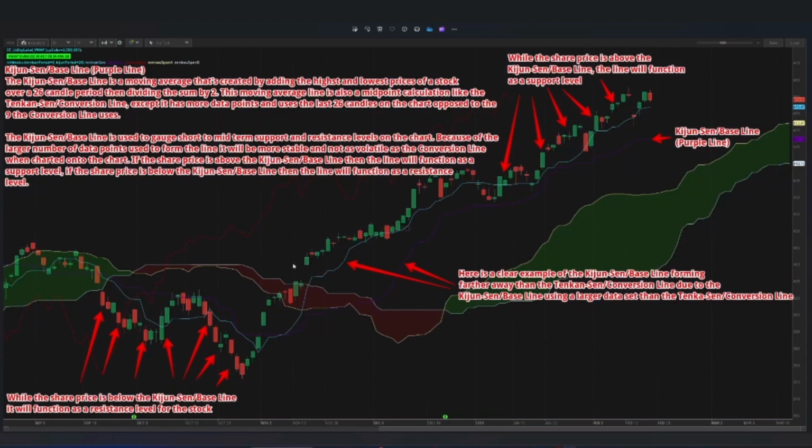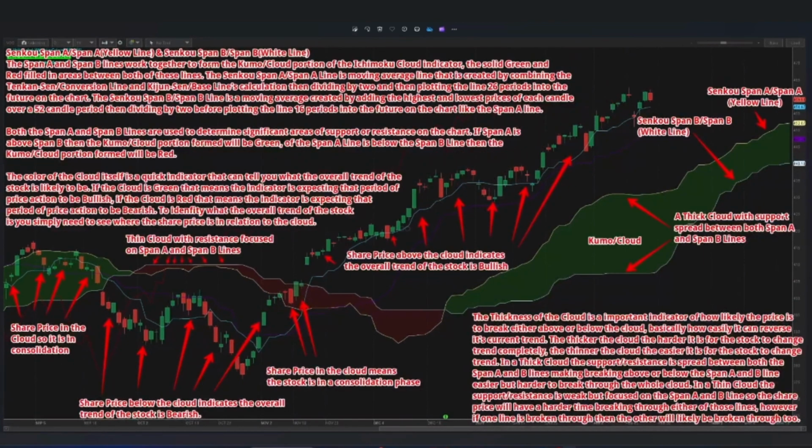So we're going to be getting into detail with the Tenkan conversion line and the Kijun baseline and how they work together in a little bit, but we're going to go over the other lines first. So the next lines on the Ichimoku Cloud indicator we're going to be going over are, technically two lines and a significant part of the indicator, the Senkou Span A and Senkou Span B lines.